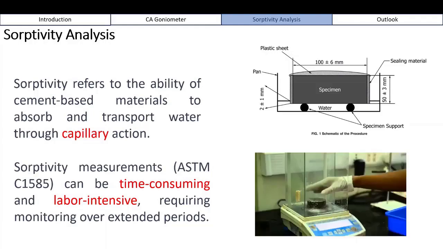But the thing is, this test is very labor intensive. You have to constantly measure the mass change of the sample. One may say, well, it's just mass measurement, but think about it, you have to do it frequently for 12 hours, and then for the next few days.